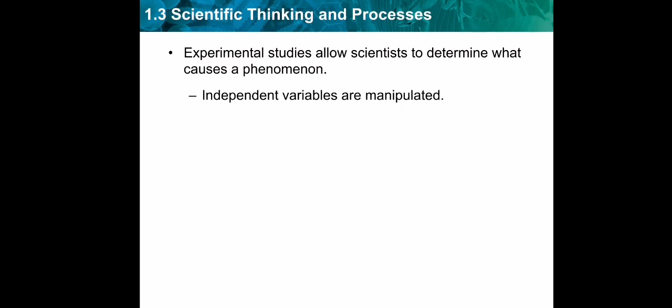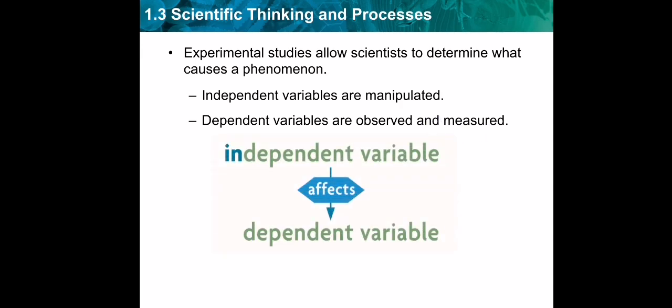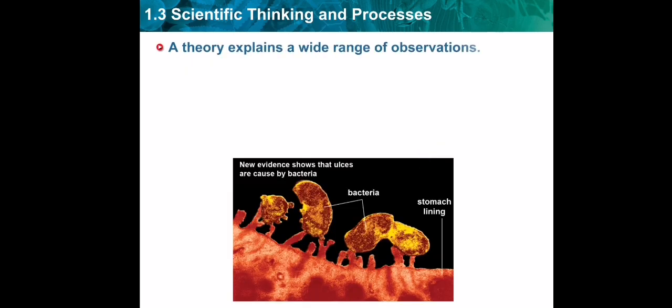Experimental studies allow scientists to determine what causes a phenomenon. Independent variables are manipulated. Dependent variables are observed and measured. So, the independent variable affects the dependent variable. And the constants are the conditions that are kept without change.